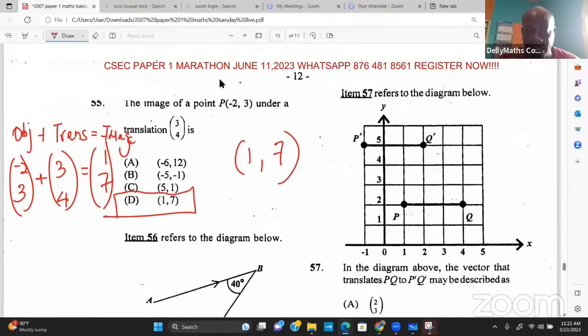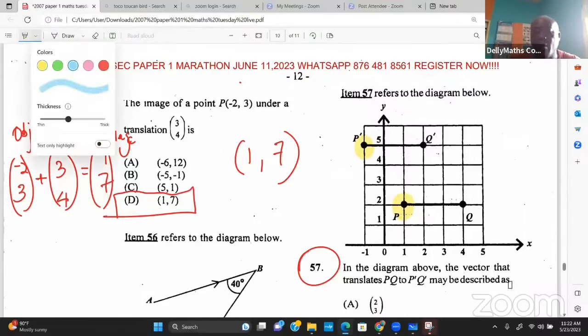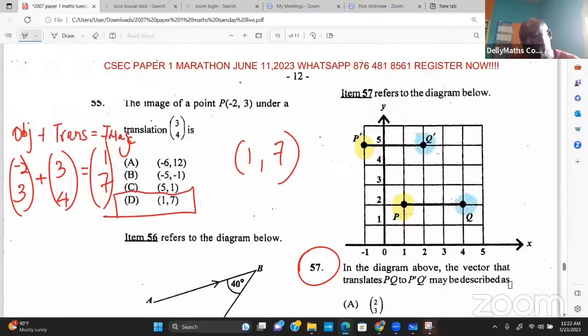All right, so you're seeing that. Let's go to 57 here. Question. In the diagram above, I'm reading this one. In the diagram above, the vector that translates PQ to P prime Q prime may be described as what? I would say to you, you want to make note of identical points like P to P, and that should do it. What if you don't like that letter P? Well, you could focus on Q to Q. It's up to you. All you have to do is to focus on one pair. It's going to be the same movement, so you do not need to do 2.